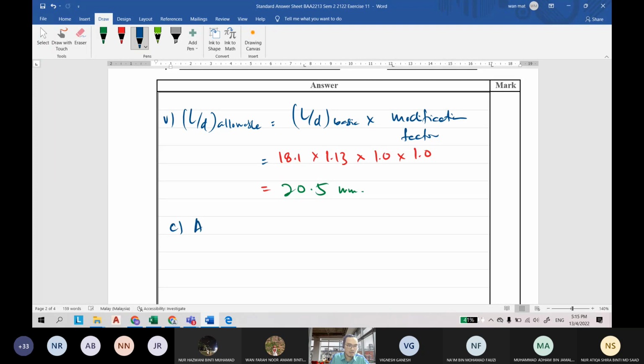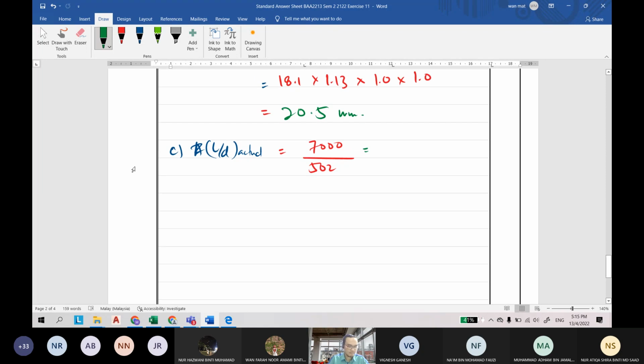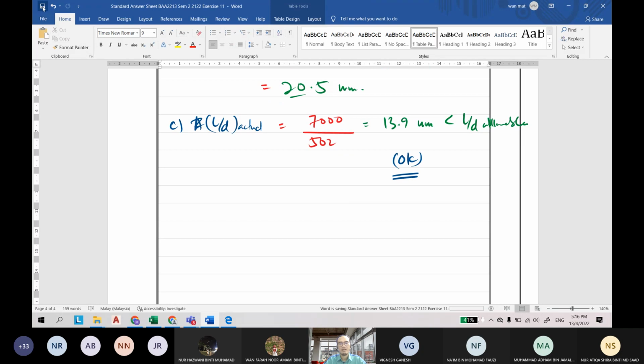Okay, then we check. L over D actual is equal to 7000. The L is 7000 in mm and our D is 502. So what is the value of our L over D actual? 13.94. Okay, 13.9. Okay, this is less than the L over D allowable. We compare to the 20.5 allowable value. If the value is lesser, then it's okay. So that's all for the checking of deflections. If failed, you must recommend something on what to do if the deflection fails.